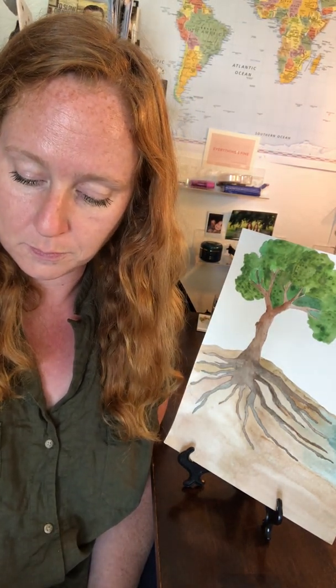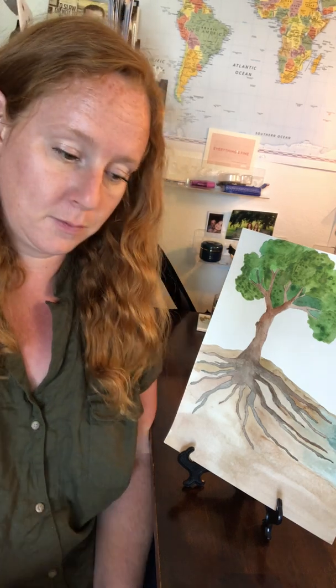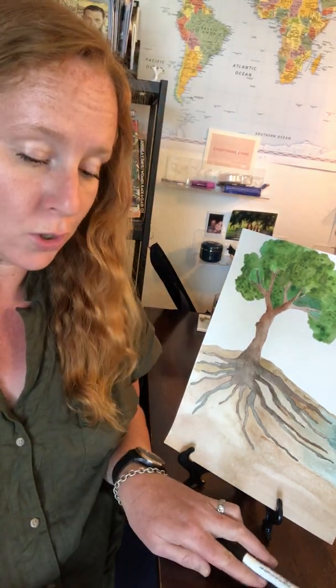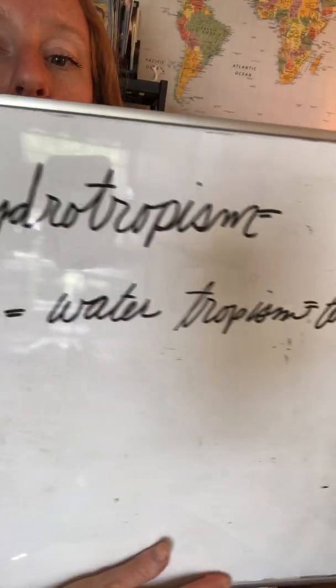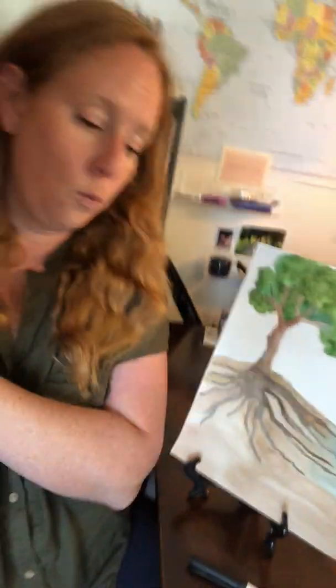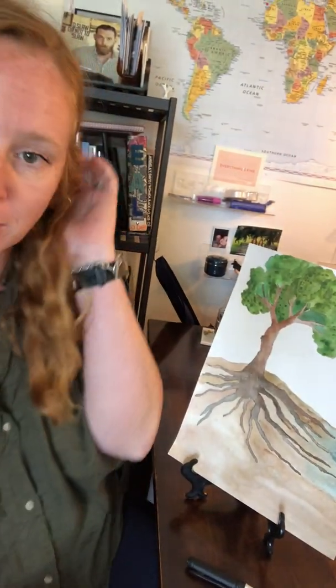Hydrotropism. Hydro means water. Tropism means to turn. Roots always turn towards water. Hydrotropism. Wherever there is water, they will sense it and seek it out. Like these roots here, they're growing towards the water, just like we saw in our experiment.